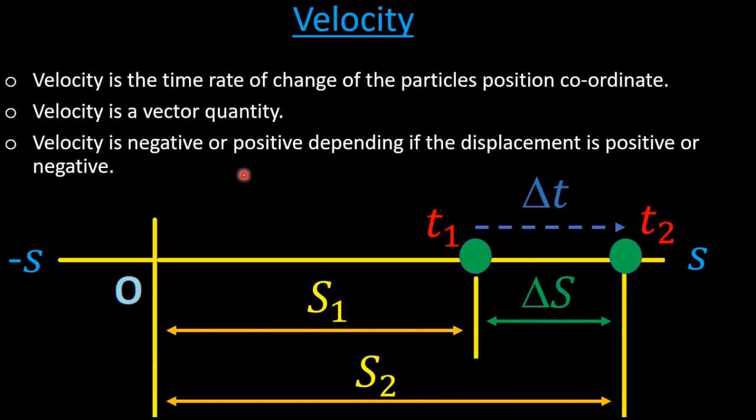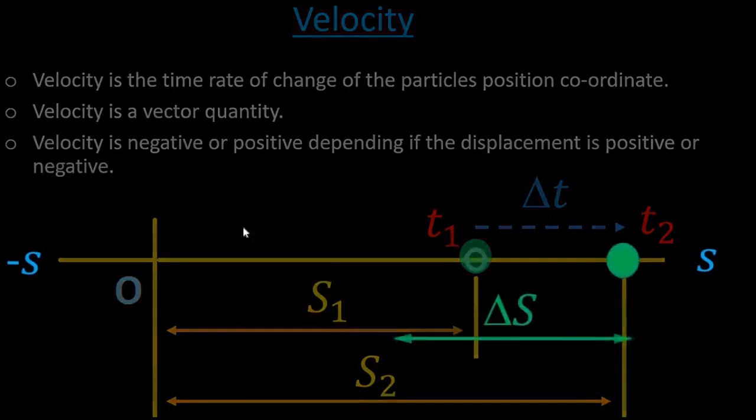So velocity is negative or positive depending on whether the displacement is positive or negative. If the particle moved from this point to that point to the right, the velocity would come out positive. If it moved the other way, it would come out negative because the displacement is negative. Time can never be negative. Time is always positive, so it only depends on whether displacement is positive or negative. That means velocity is a vector quantity.